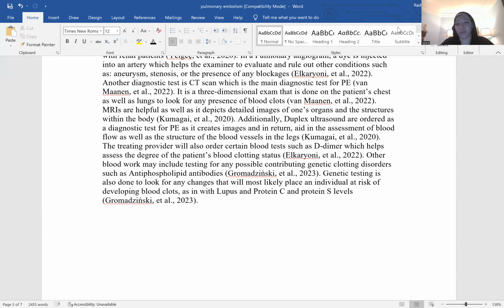The treating provider will also order certain blood tests such as D-dimer, which helps assess the degree of the patient's blood clotting status. Other blood work may include testing for any other possible contributing genetic clotting disorders, such as antiphospholipid antibodies. Genetic testing is also done to look for any changes that will most likely place an individual at risk of developing blood clots, as in with lupus and protein C and protein S levels.